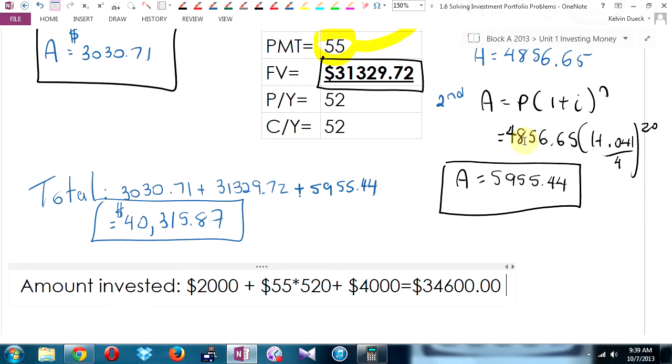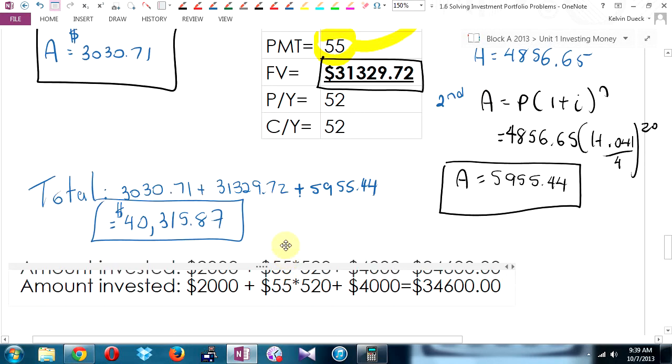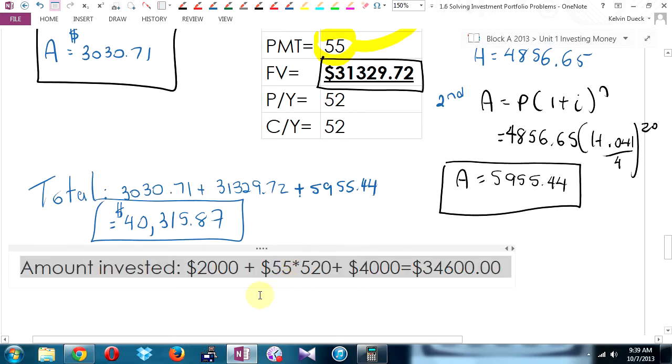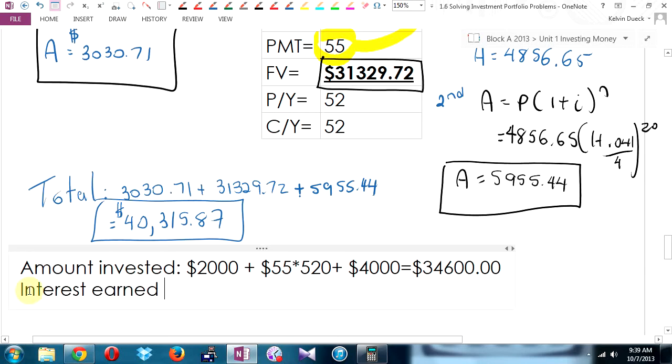You're close. Jordan, how much money does he now have in the bank grand total? $40,315.87. How much of that was his own? $34,600. How much of that was interest then? What do I do with these two numbers? Oh, subtract. Subtract, not divide. We're not finding the rate yet. We want to find out, first of all, how much. That's coming next, okay? There's a lot of stuff here, I know. Okay? So, interest earned is final value take away amount invested.